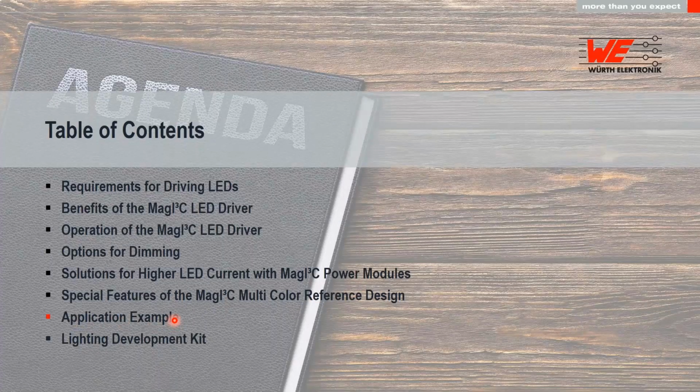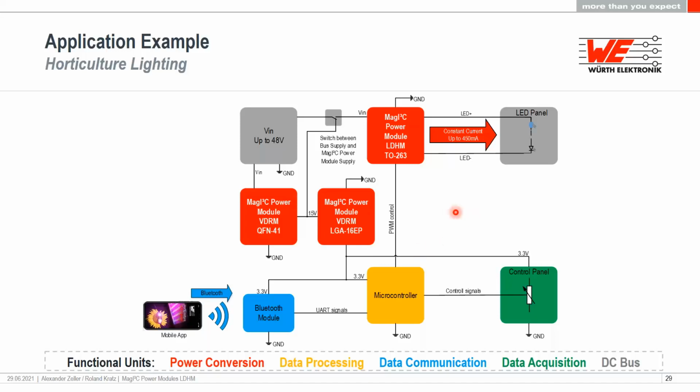The application example is exactly the horticulture design, the RGB white design with a lighting kit. You will have here an input voltage of up to 48 volt. You will have a power module which gives you 15 volt from this up to 48 volt. And with the switch, you can give the up to 48 volt or the 15 volt to the MagI³C power supply. The reason is if you have only one LED here with, for example, 1.5 volt forward voltage, you cannot drive this by this big ratio from 48 volts to 1.5 volt.